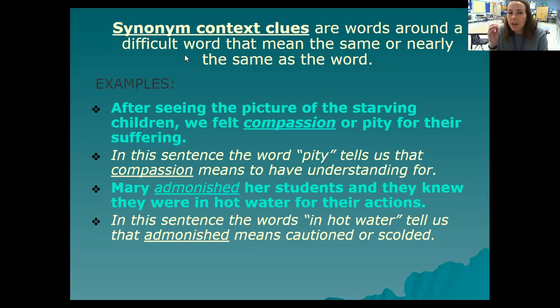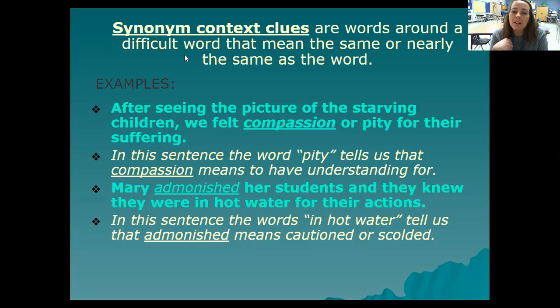And sometimes when the author uses a synonym clue, they'll use the word or. So it says, we felt compassion or pity. Okay, so that tells us that compassion and pity mean about the same thing. Let's look at another example of a synonym context clue.